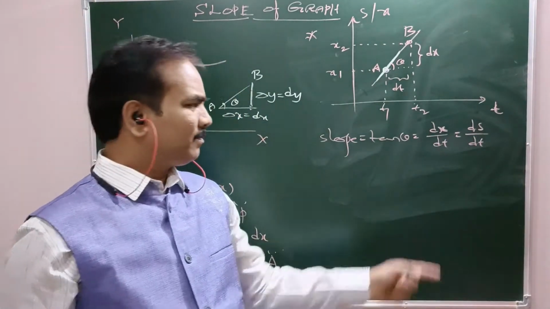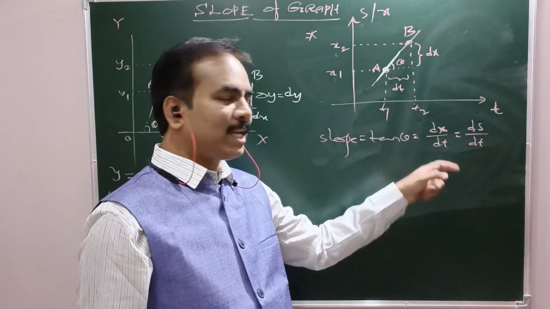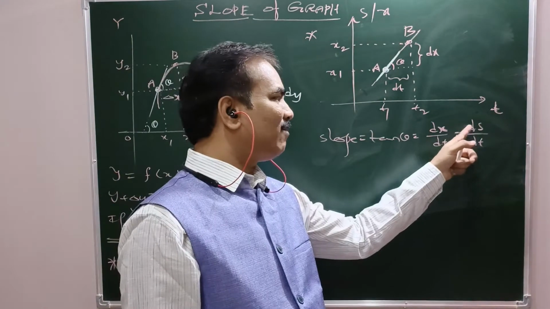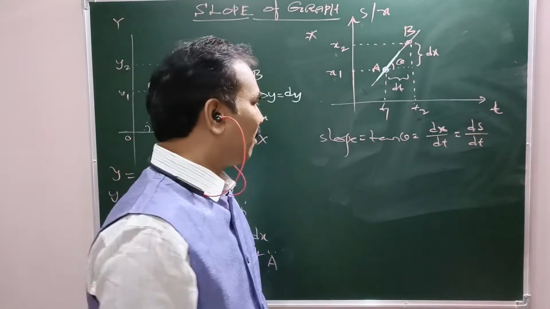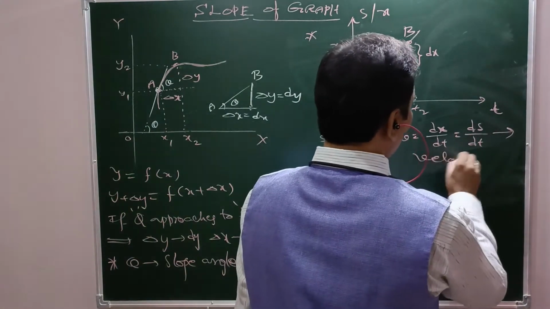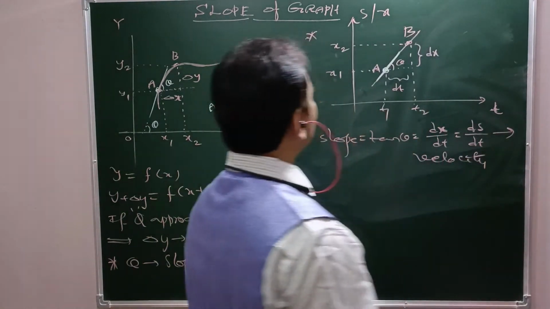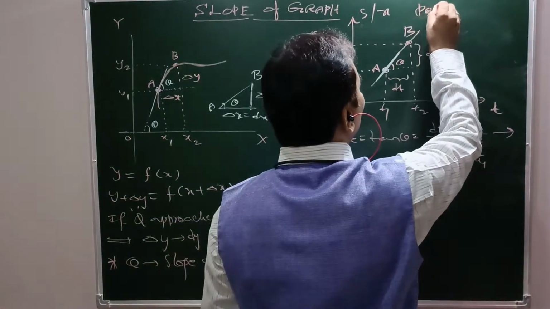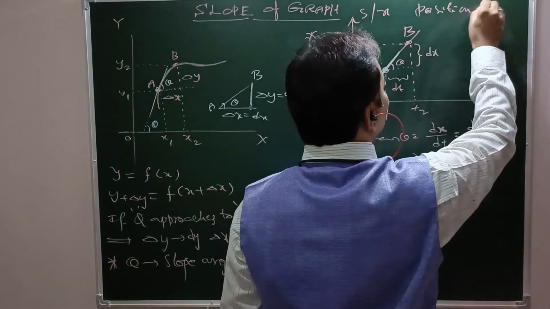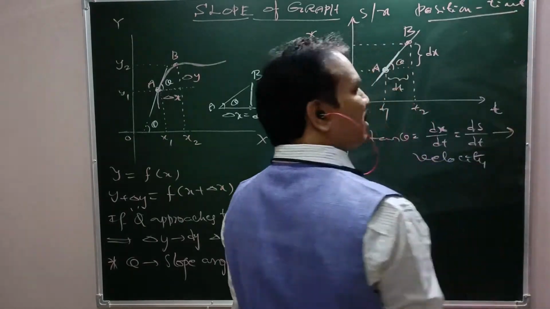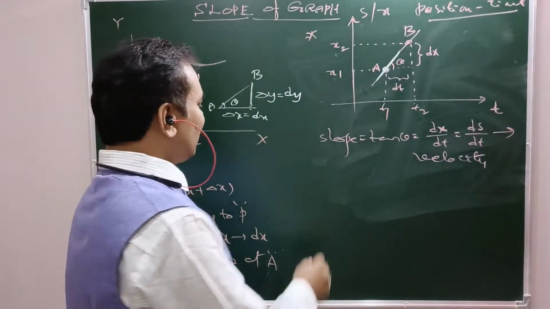Now what is the rate of change of position with respect to time? Means velocity. Similarly, what is the rate of change of displacement with respect to time? Velocity. So slope equal to velocity in case of position versus time graph. What is this graph? Position versus time graph, otherwise displacement versus time graph.